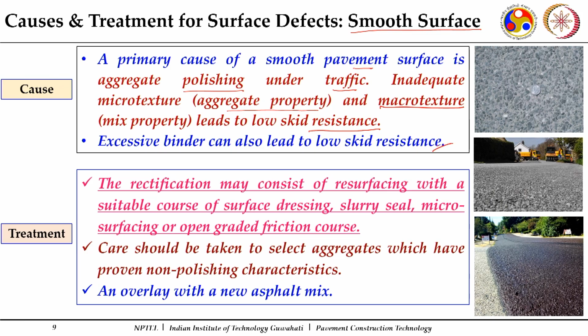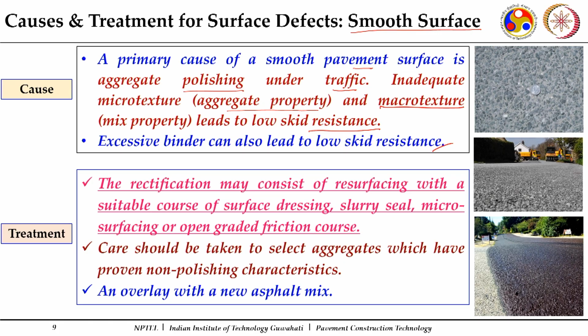And the other part, if the binder is excessive, you have designed it so there is no bleeding, but the binder is in excess, so you may not have that much macro texture available. That will also lead to a reduced skid resistance. If these are the cases, then the best option is to go for a thin surface application. It can be surface dressing, slurry seal, or micro surfacing, or even we can go for a dedicated course. If we desire very high friction resistance, an open graded friction course can be used. So, these are typical courses which can be applied over a surface to enhance its skid resistance.